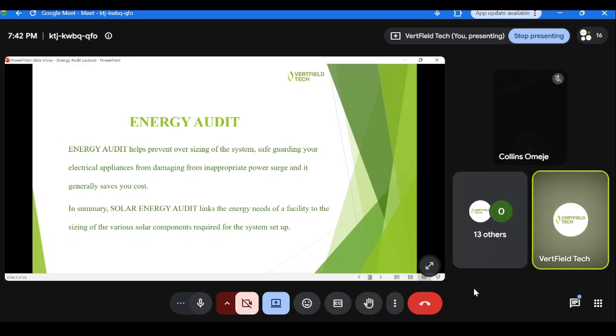Then connecting it to how it saves you cost simply means that if we carried out a proper energy audit on that facility and we see that he intends to power basic loads which do not consume more than 2000 watts, then a 3.5 kVA should be enough and can run on a 5 kilowatt hour lithium battery, and six units of 500 watts is already perfect for that installation.